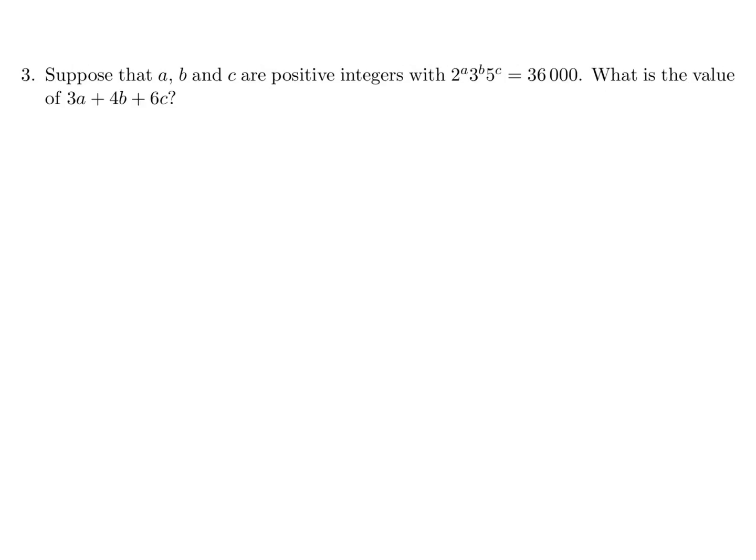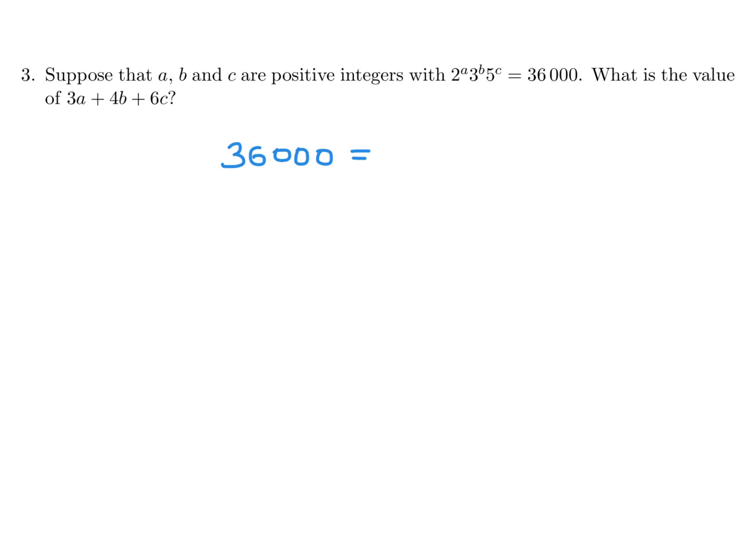Suppose that A, B, and C are positive integers with 2 to the power of A times 3 to the power of B times 5 to the power of C equal to 36,000. What is the value of 3A plus 4B plus 6C? First thing we need to do is break up this 36,000 into its prime factors.